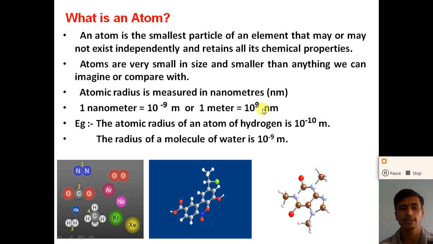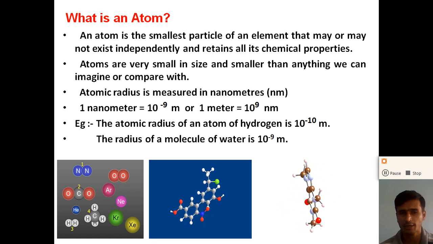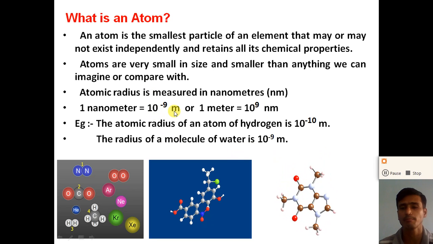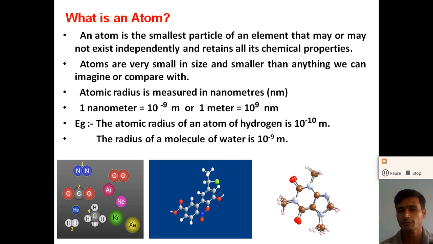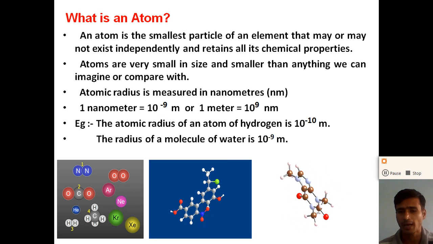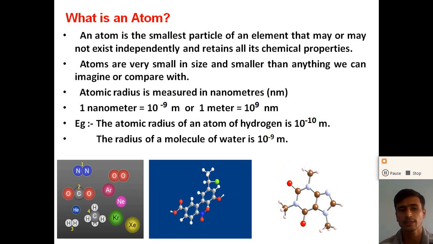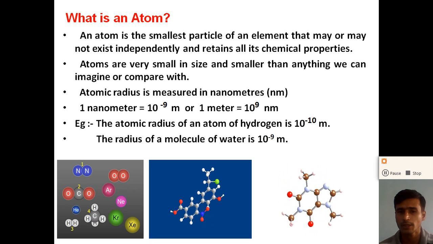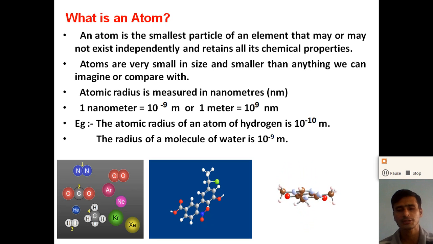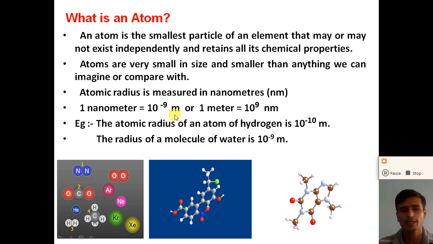Let us understand what 1 nanometer means. 1 nanometer is equal to 10 raised to minus 9 meter, that is, 1 divided by 10 raised to 9 meter. If you take a thread of 1 meter and divide it equally into 10 raised to 9 parts, that means 1 followed by 9 zeros, then one part is called 1 nanometer. So 1 nanometer is equal to 10 raised to minus 9 meter.